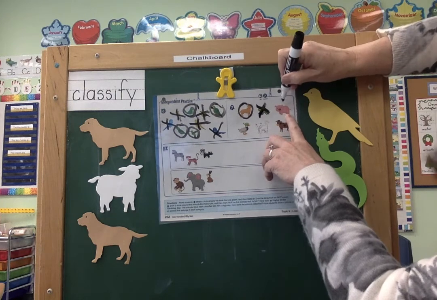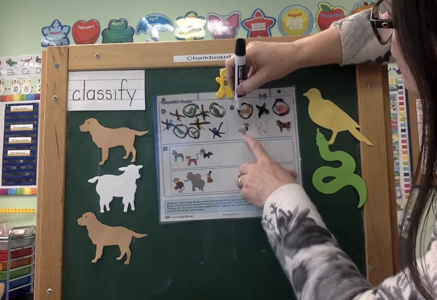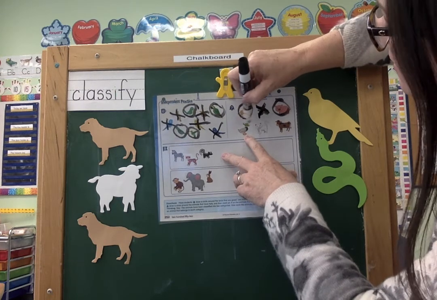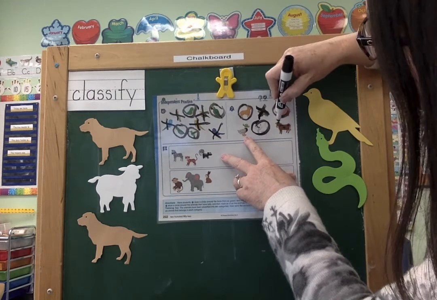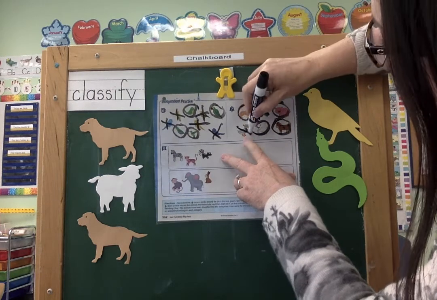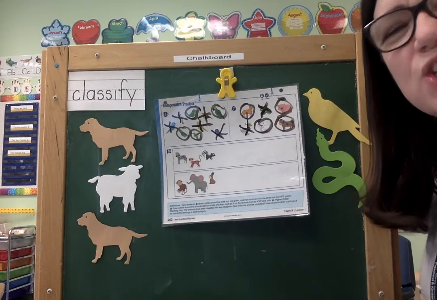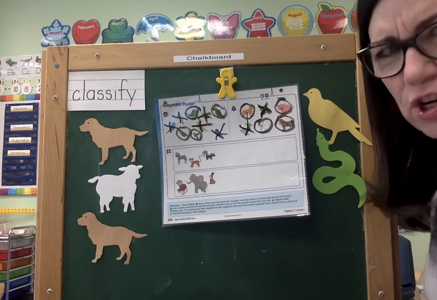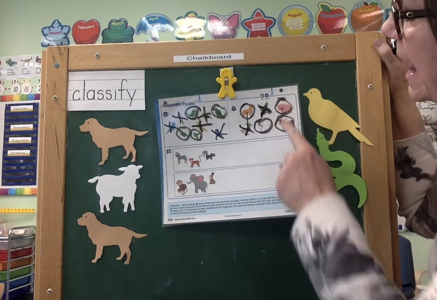Does a pig have a tail? Yep. Does a duck have a tail? Does a cat have a tail? Yes. Does a cow have a tail? Yes. So you should have marked 4 animals that have tails. A duck has a tail feather, but we wouldn't call that a tail. So we're just going to have the dog, the pig, the cat, and the cow.